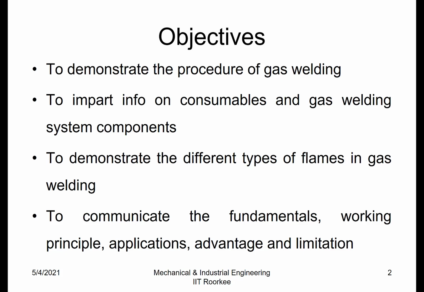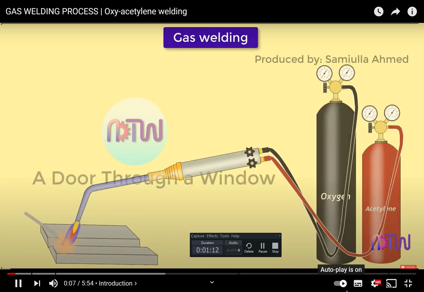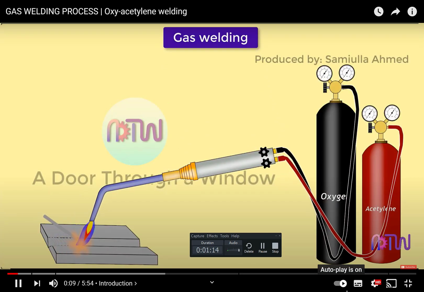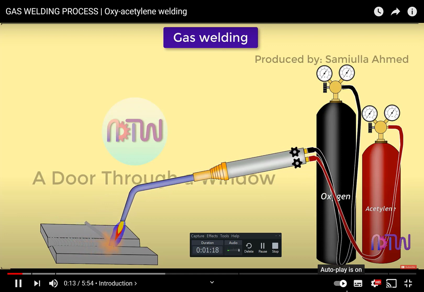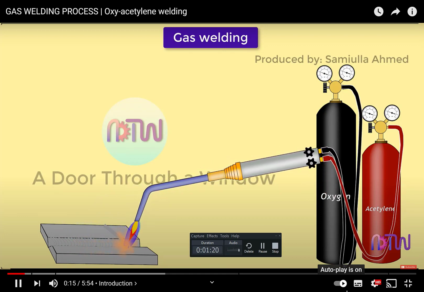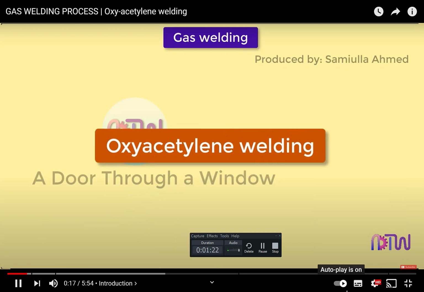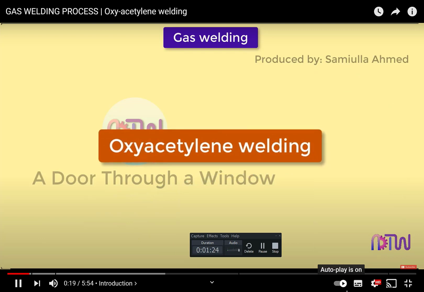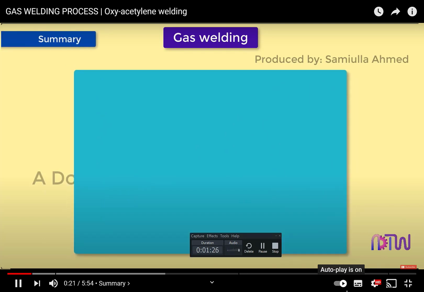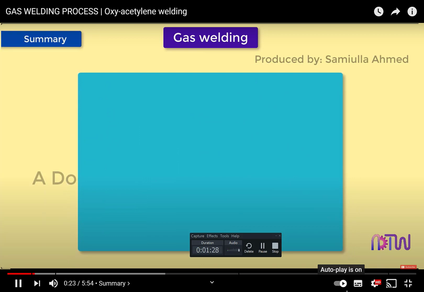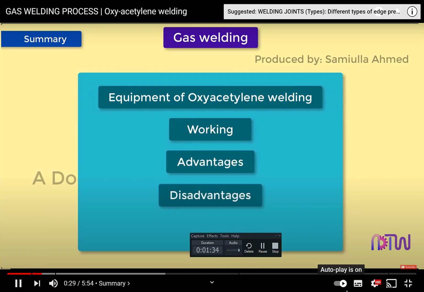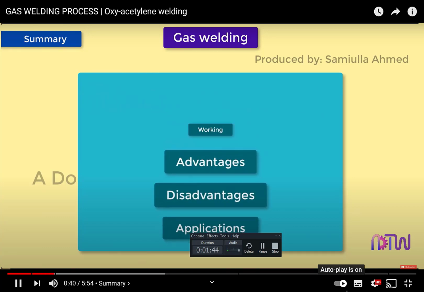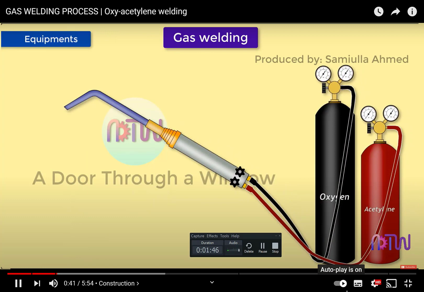gas welding process. Gas welding is a welding process that melts and joins metals by heating them with a flame caused by a reaction of fuel gas and oxygen. The most commonly used method is oxyacetylene welding due to its high flame temperature. In this video we will cover the following about gas welding: equipment of oxyacetylene welding, working, advantages, disadvantages, and application.